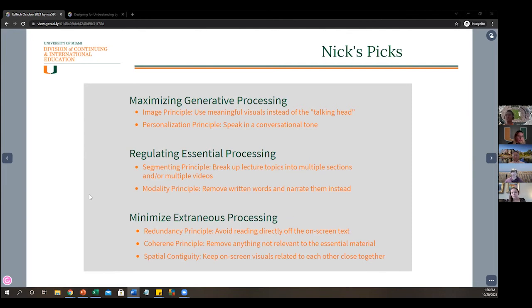So that's my suggestion. Use only simple transitions, and the same one pretty much for every single slide, because you don't want them to be too different. It's very distracting. Thank you.